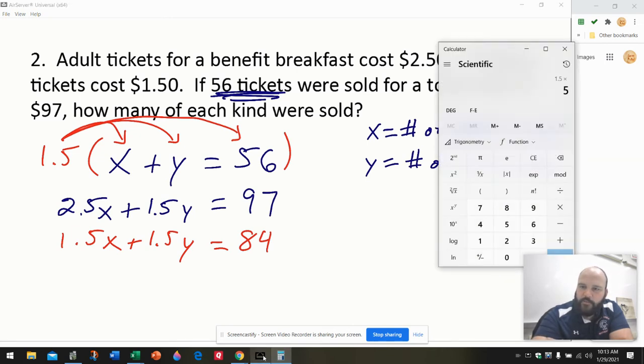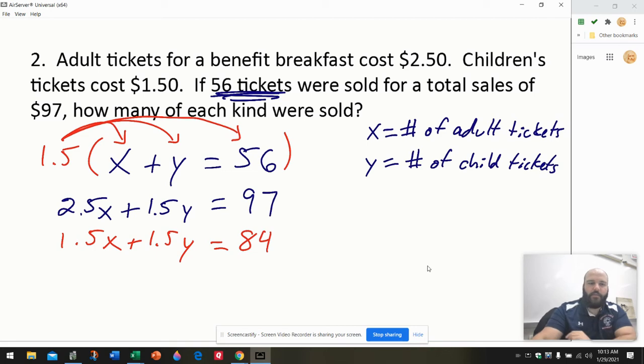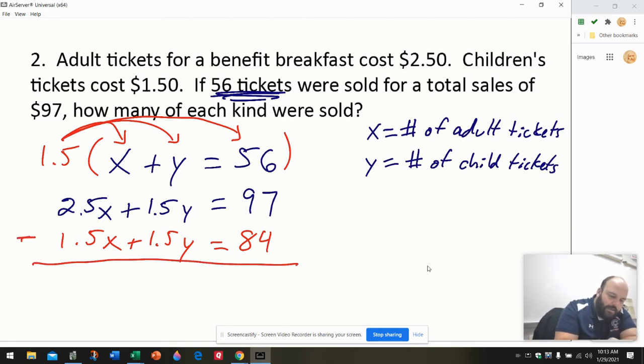1.5 times 56. Yes, it is 84. Okay, so let's get rid of that. And so now you see I have this new equation that I can draw a line under. I am, again, going to subtract, so the y's go away. 2.5 minus 1.5 is 1. And then 1.5 minus 1.5 is 0, which is good.